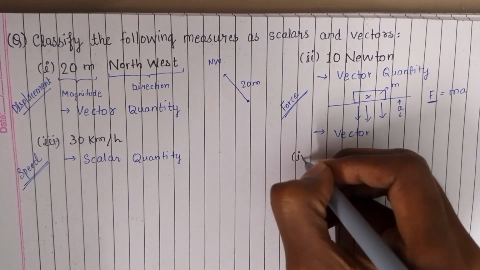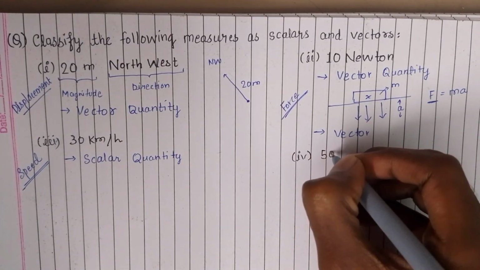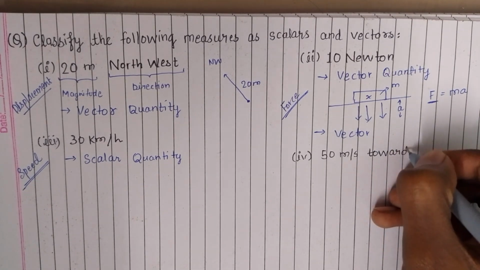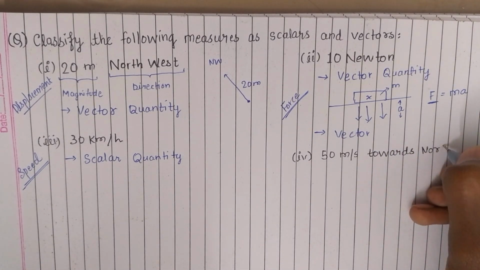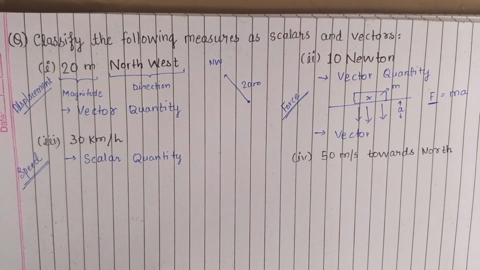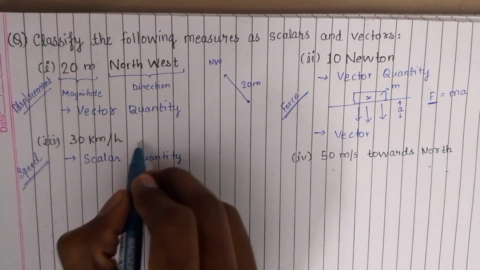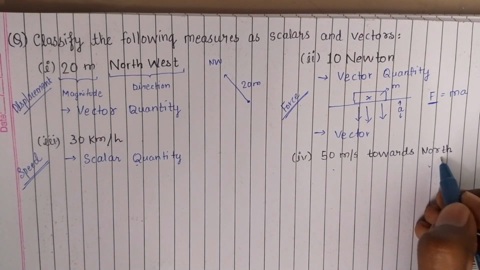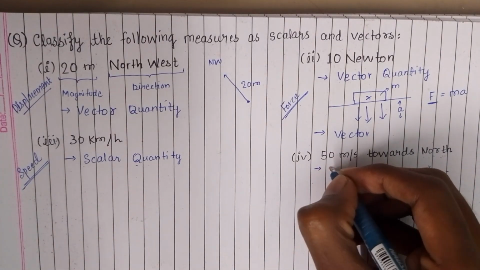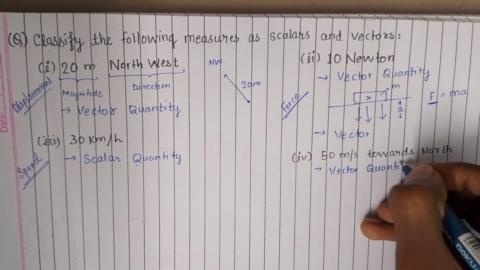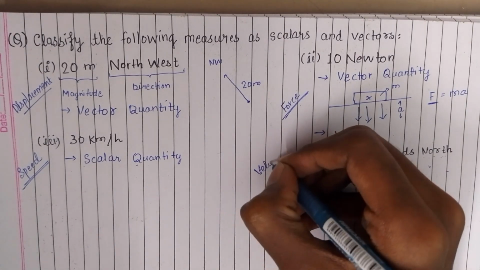Let's head to the fourth question. 50 meter per second towards north. Tell me, is it scalar or vector? It is vector, because the same thing that we did in the previous question, there was no direction, thus it was a scalar quantity. But here there is a direction, that's why it is a vector quantity. And what quantity is this? This is velocity.